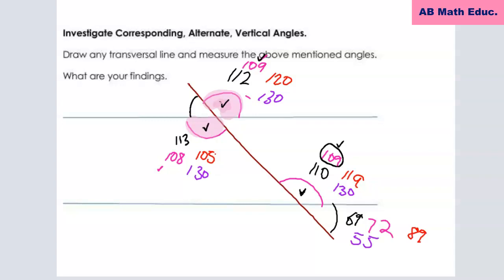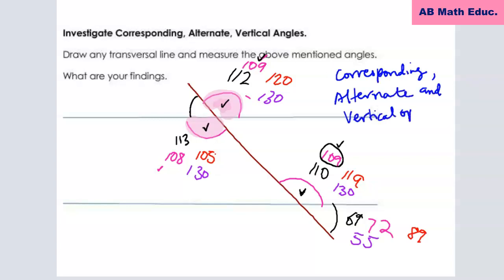See that, oh, that's the reason why we say corresponding angles are the same, alternate angles are equal, and vertical opposite angles are equal. We were able to conclude that indeed corresponding, alternate, and vertical opposite angles are congruent.